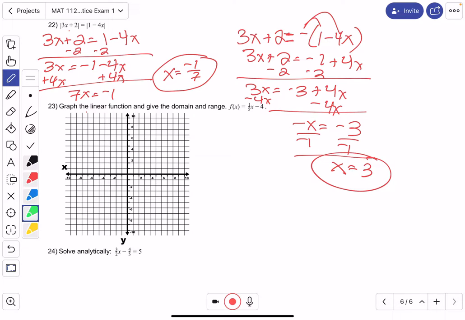Number 23 is asking us to graph this linear function and give the domain and range. So our y-intercept is -4, and then our slope is 1/5. So we go up 1 over 5, up 1 over 5. We can do the opposite in the other direction. Now we have our graph. So there's our function. Arrows on both ends, up and down, tell us our domain and our range are -infinity to infinity.